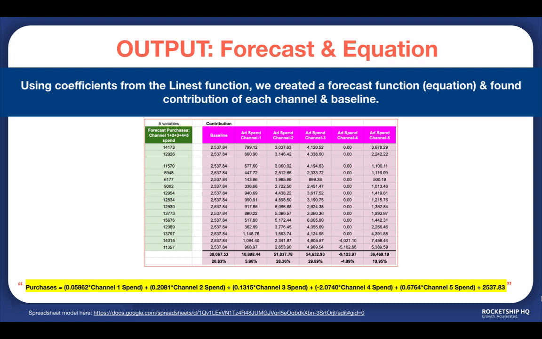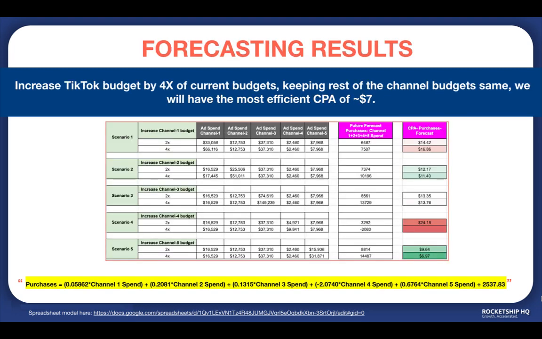Now, based on the equation, we can also create multiple scenarios. For example, over here, we see that if we increase channel 1 budget by 2x or 4x, what do we see? So when we do that, we see that our CPA purchases have increased to $14 or $16 approximately. Similarly, we can devise multiple scenarios here where we are spending more on, maybe, channel 2 or channel 3, right?